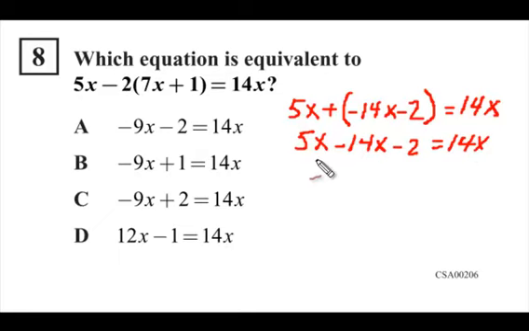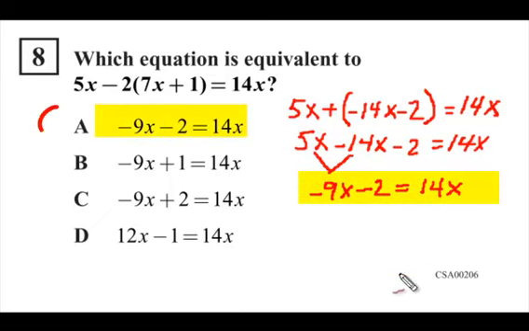The next step is to combine like terms. 5x minus 14x equals negative 9x. Bring down the rest of your equation. Minus 2 equals 14x. So your answer is A. Negative 9x minus 2 equals 14x.